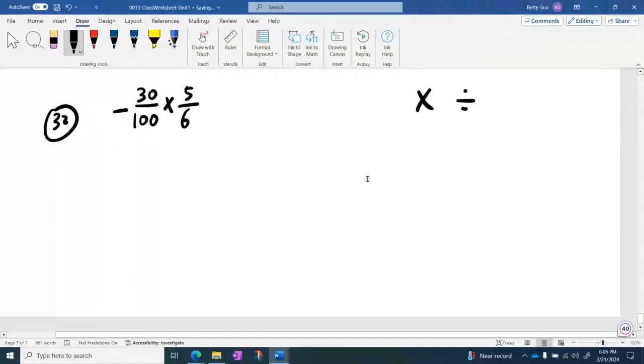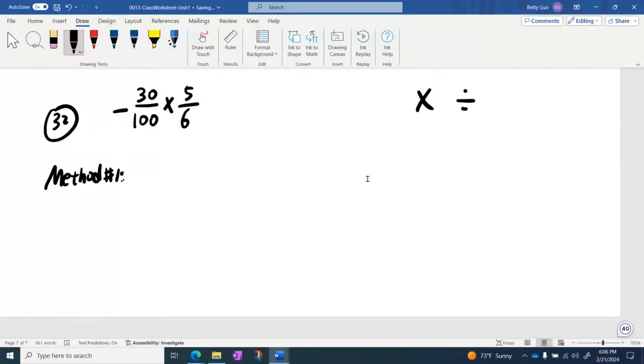The first method: I'm going to multiply across the two fractions and then simplify. Multiply across and then simplify.